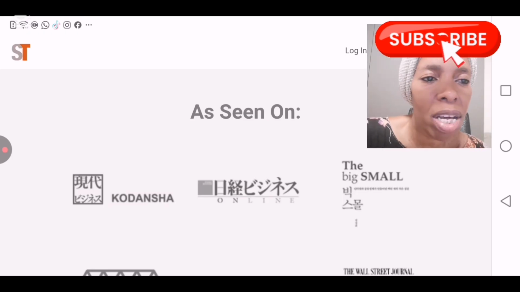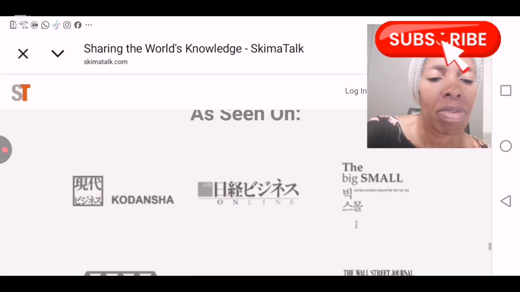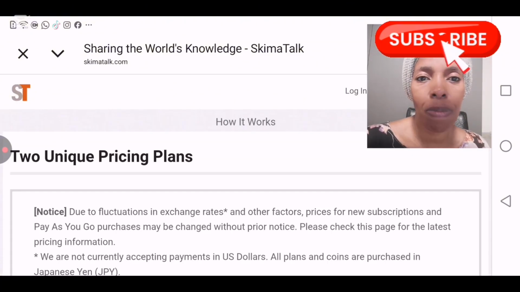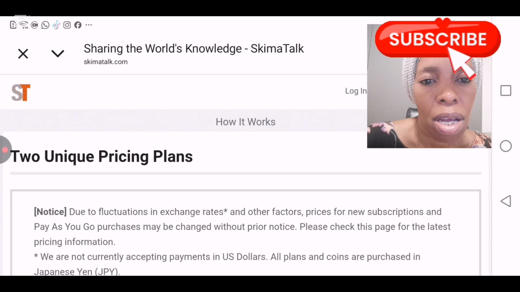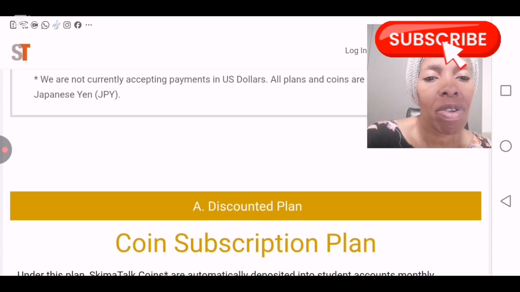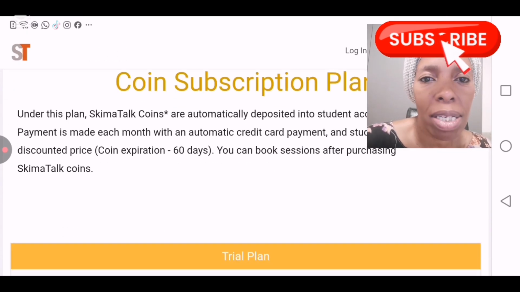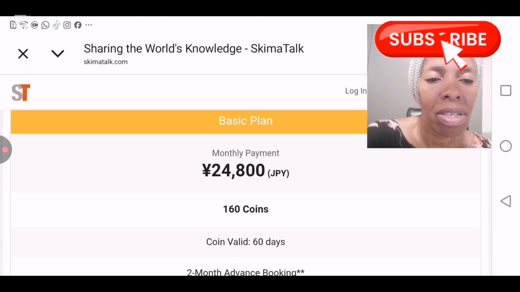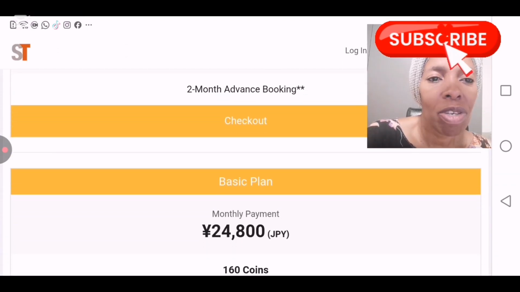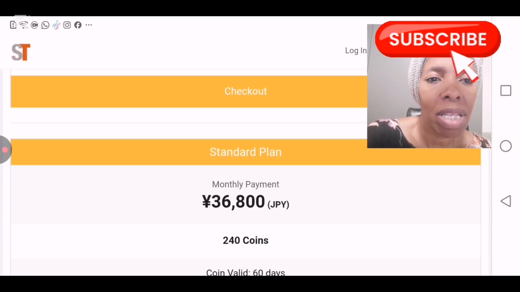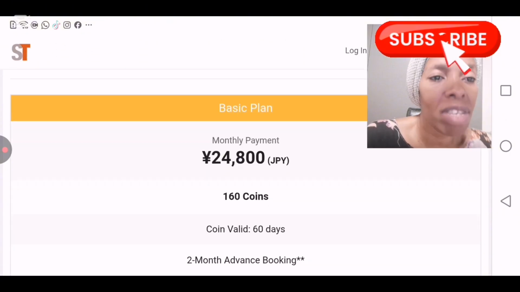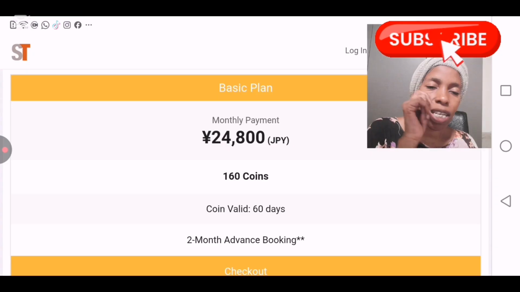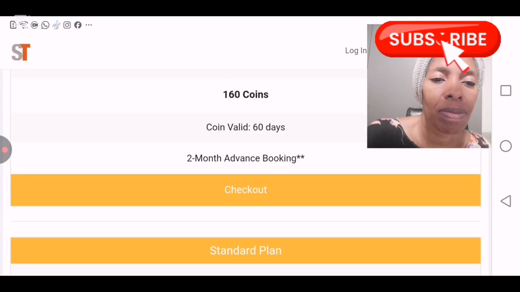We have Kodansha, The Small, Edmouse, and The Bridge, and many others. So, pricing plan. What is the pricing plan? Two unique pricing plans. So they've already given you a coin subscription plan. Then this is the plan. Trial plan, you've been told. Monthly. Okay, but this is not in Kenya shillings. This is Japan yen. This is not in dollars. This is Japan yen. So you convert that into US dollars.